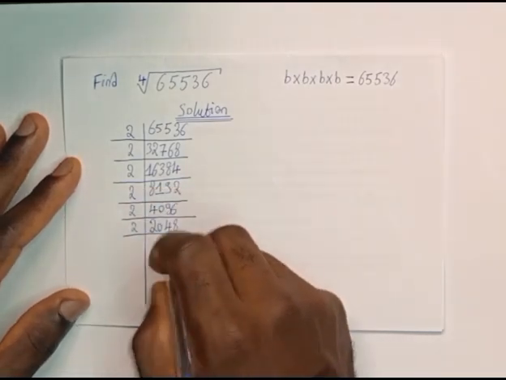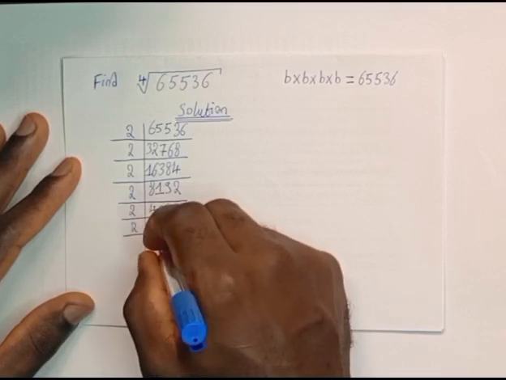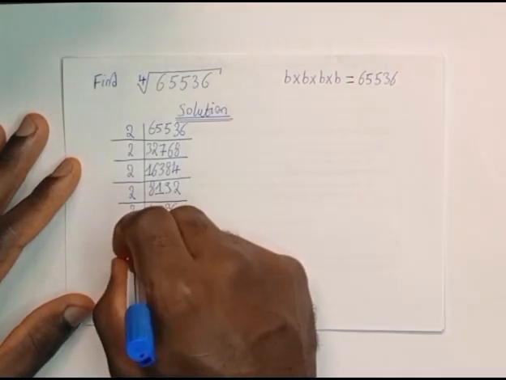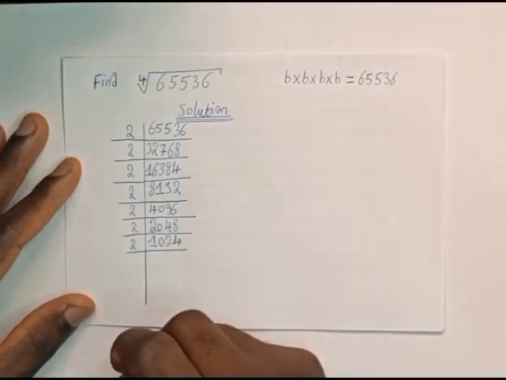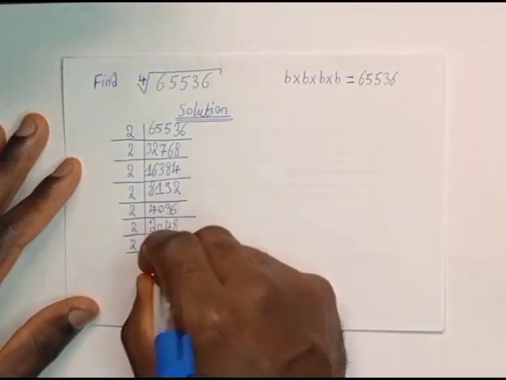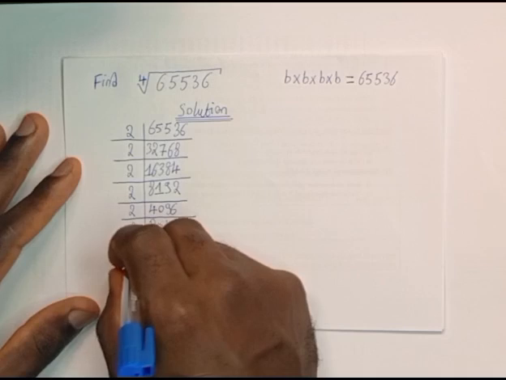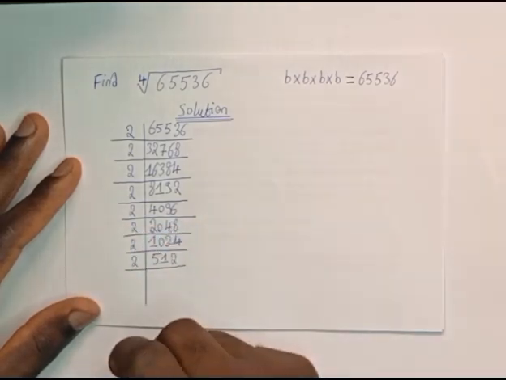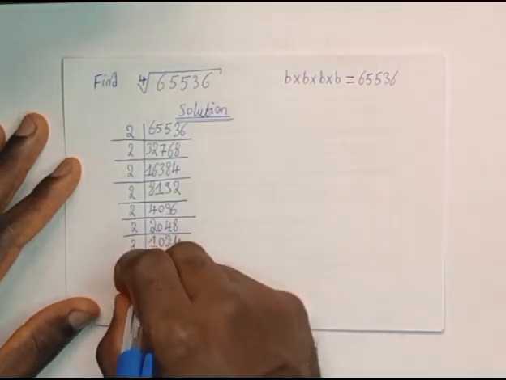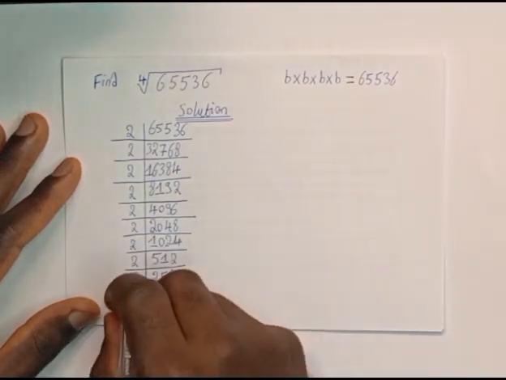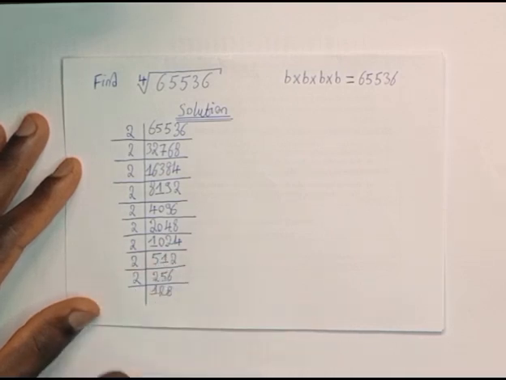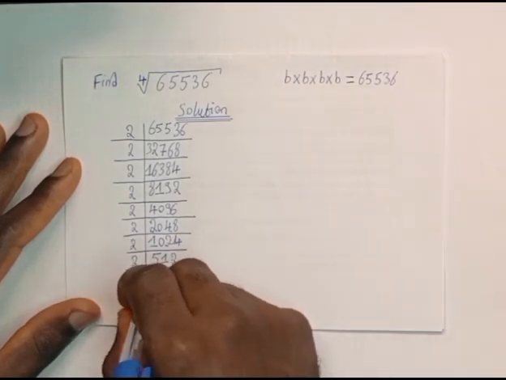2,048 divided by 2 gives us 1,024, which is an even number. We bring down 2. We divide 1,024 by 2. This gives us 512, which is an even number. We bring 2 again. 512 divided by 2 gives us 256. We bring down 2 again. 256 divided by 2 gives us 128, which is an even number. We bring down 2 again.